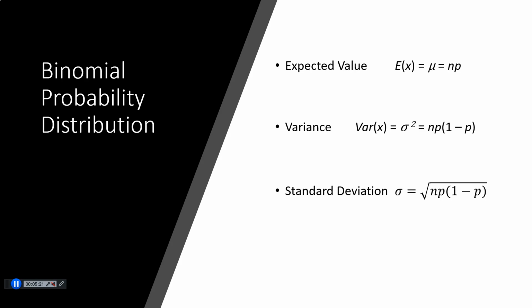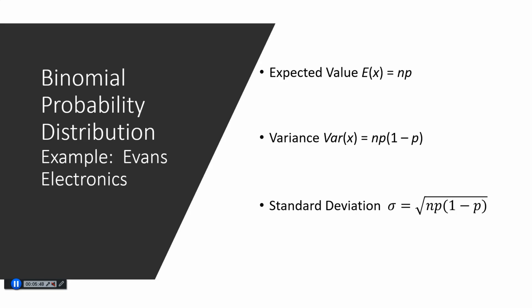Now with the binomial probability distribution, we can find our expected value, also known as the mean, which is going to be your number of observations times the probability of success. Your variance is going to be your number of observations times the probability of success multiplied by the probability of failure. And then the standard deviation, once again, is going to be the square root of your variance.